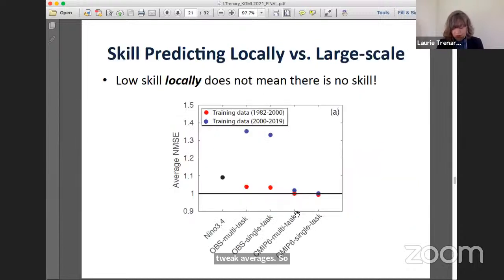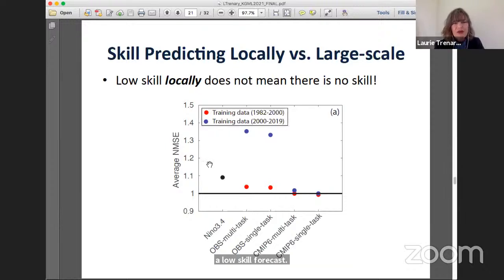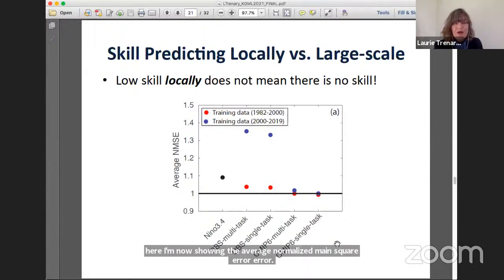In the first figure that I showed for our results, we looked at the average correlation, and the correlations varied, and in a cumulative sense, they were weak. Another way we can look at this is in terms of the mean square error. And at the beginning of this talk, I said if the mean square error is 1 or above, that's indicative of a low skill forecast. So here I'm now showing the average normalized mean square error for our different empirical forecast models.